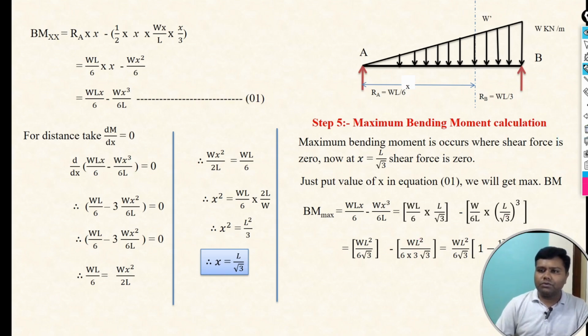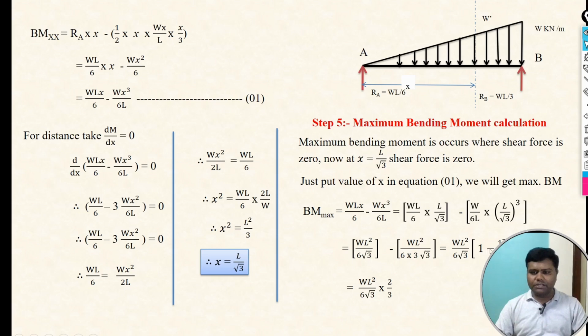Okay, so now from this equation, we just have to take the common term out of that bracket and cross multiply it. Already we have discussed how to cross multiply this. So after cross multiplication, the term in this bracket will be 2 by 3. So just solve it, we will get the maximum bending moment value as WL square divided by 9 root 3. So this is our maximum bending moment.